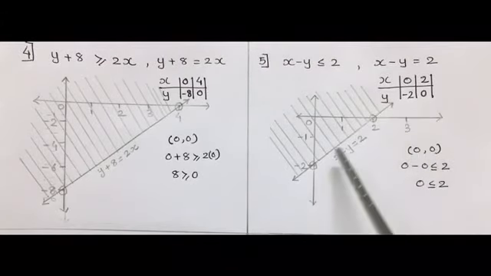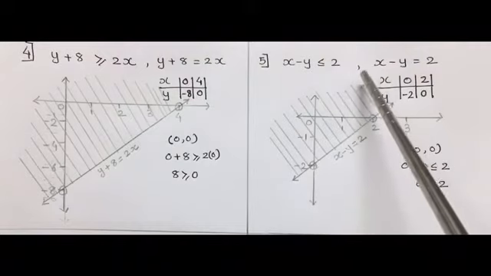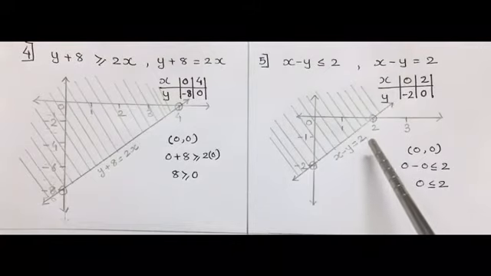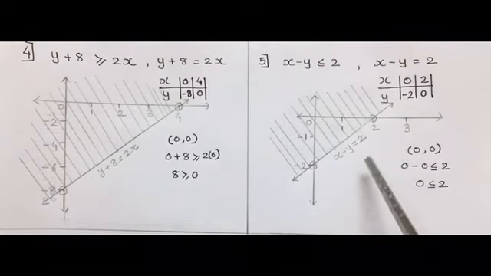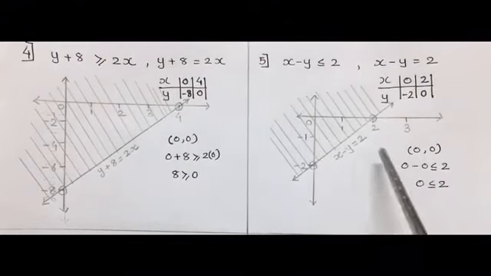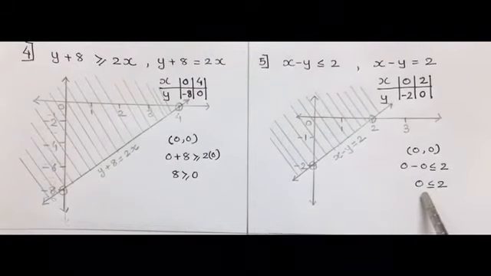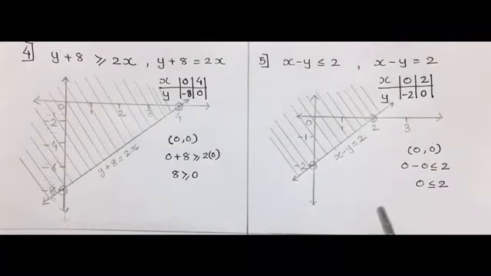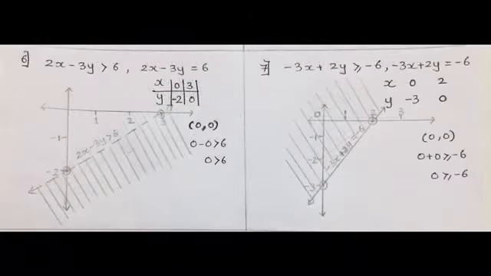Drawing the line, and this line will not be a dotted line as the equality sign is there. Now to which side is to be shaded? For that again 0, 0 is selected. Keeping 0, 0 in this inequality, we get 0 less than or equal to 2. Now 0 less than or equal to 2 is a correct inequality. Therefore, the side towards 0 is being shaded.